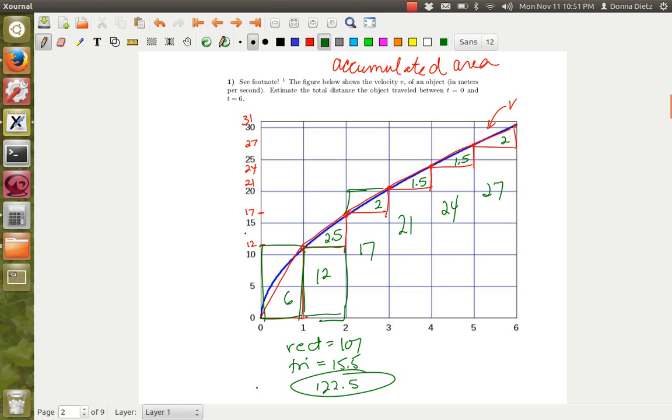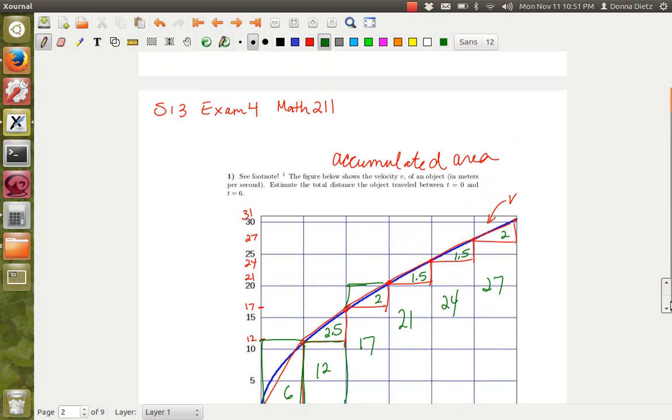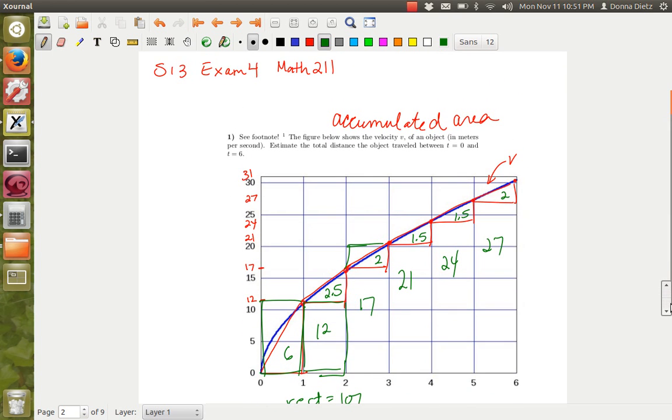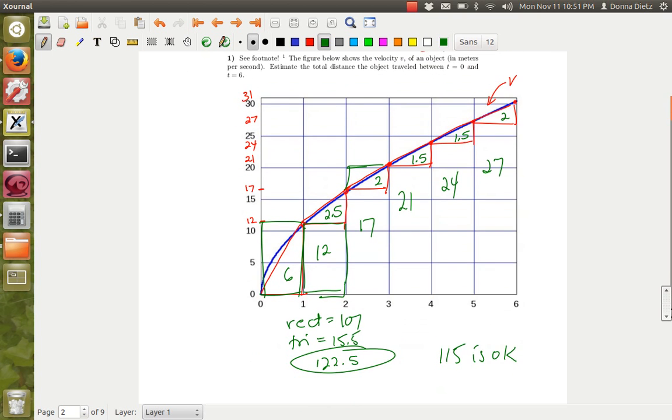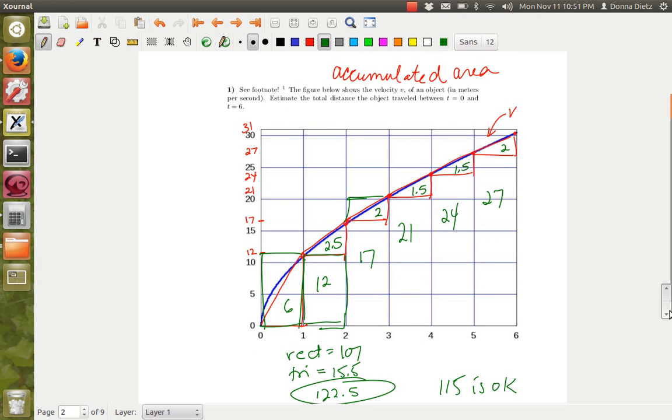Okay, and on the practice exam I said 115 because I was doing it more visually. Okay? Both, 115 is okay, 122.5 is okay. I'm more concerned about your mechanism of how you get the answer than exactly what your answer is. But it should be within a reasonable ballpark.